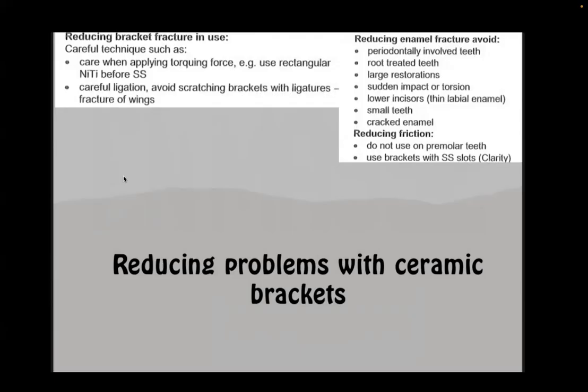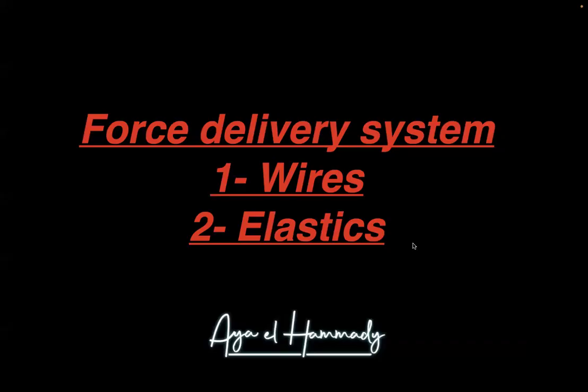If you need to reduce the amount of enamel fracture, we need to avoid using the ceramic brackets in deep bite cases, root canal treated teeth, periodontally compromised teeth, and lower incisors. If I have badly formed enamel, like MIH, fluorosis, or amelogenesis imperfecta, don't use it. We already have weak enamel. We also don't use it in premolars for better sliding movements. If you are going for sliding movement, please use the ceramic with the metal slot.